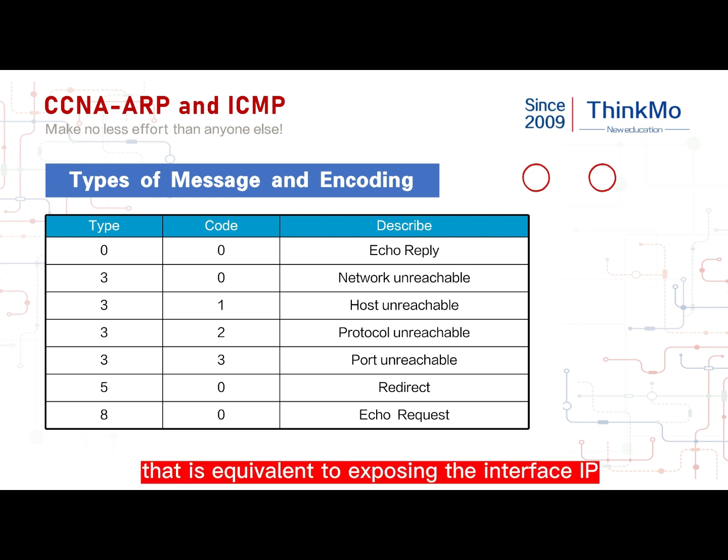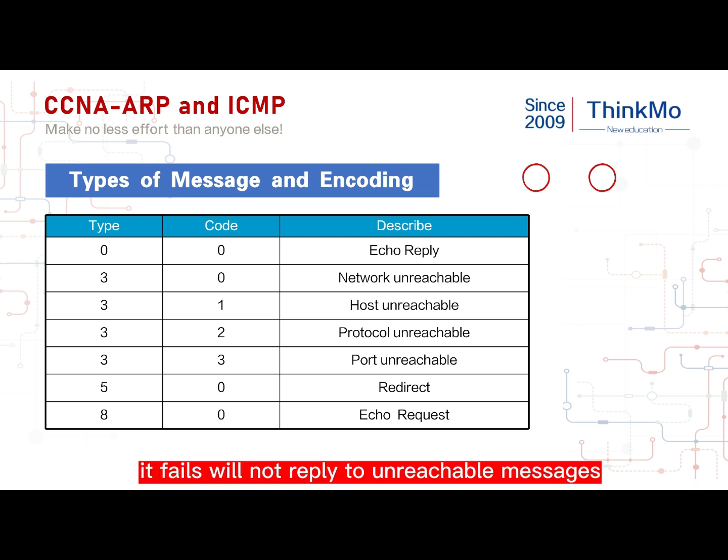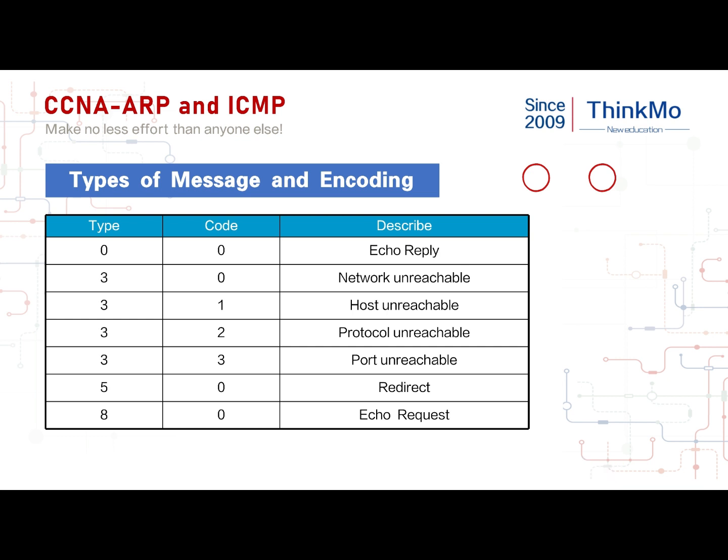That is equivalent to exposing the interface IP of a more private server. Now you know the IP address of the uplink device exit, and usually I don't want this address to be revealed. So even if I set the policy here and the data fails after it arrives, it will not reply with unreachable messages. If the device replied with an unreachable message, the IP would come out, equivalent to leaking the IP of the current interface. Generally speaking, we will not reply with packets.